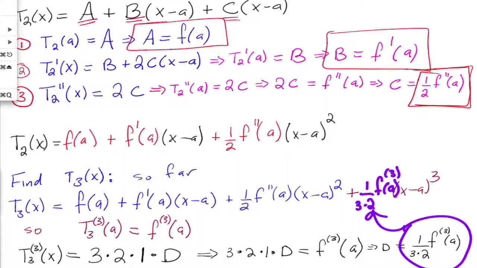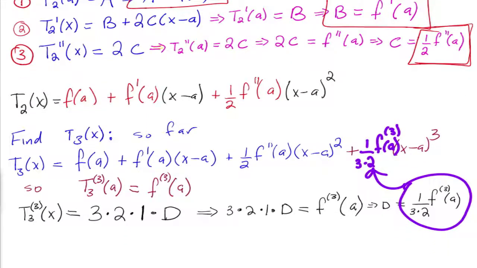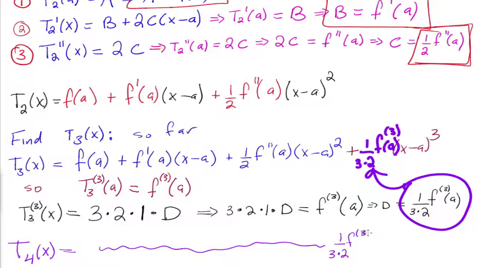If I do T4, so if I do T to the 4 of x is equal to all that stuff, right? Same stuff. Let's do 1 over 3 times 2. I'll just rewrite this one. So the beginning is going to be exactly the same, right? But what's the next term going to be? Yeah, 1 over 24. Where does the 24 come from? Yeah, 4. It would be 4 times 3 times 2. And then the fifth would be 5 times 4 times 3 times 2.